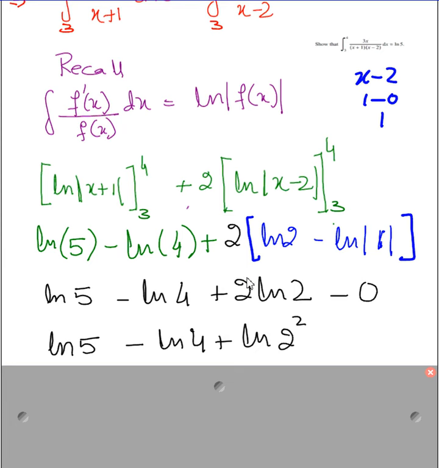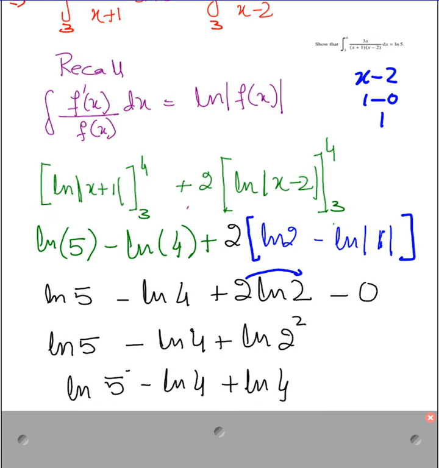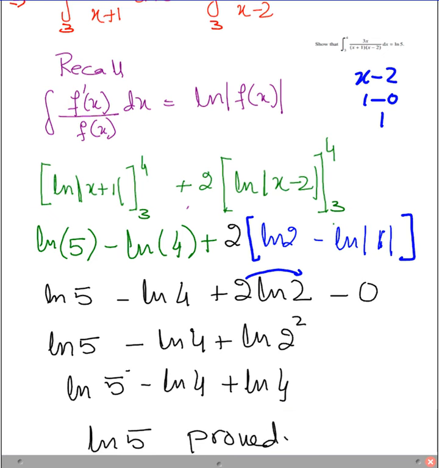So now if you see here, this term can go here. If you remember the power law of log, right? It will become 2 squared, which is 4. Now plus ln 4 minus ln 4 will cancel out and you will be left with ln 5. So this is what you had to prove.